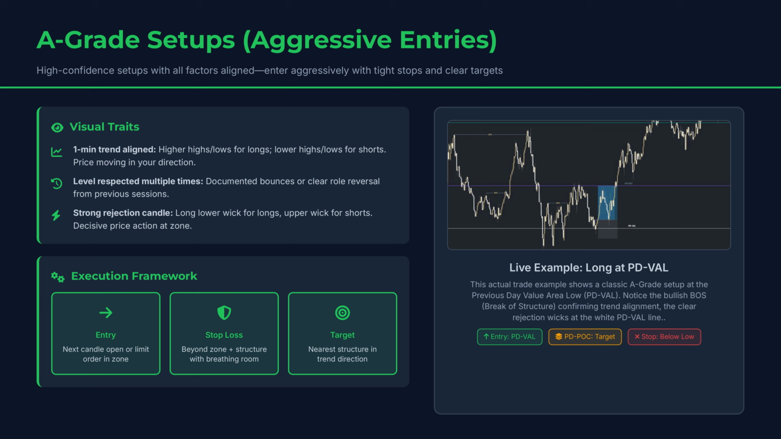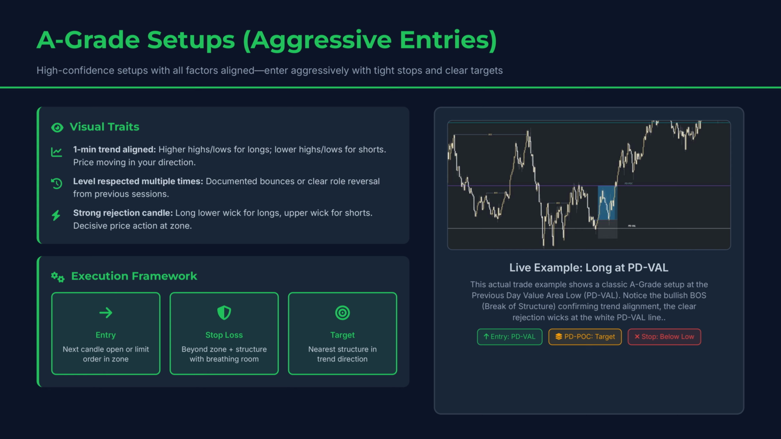Now, when you identify an A-grade setup with all 3 factors aligned, your execution should be swift and decisive. Your entry comes on the very next candle after that rejection candle. You can enter on the market open of that next candle, or if you prefer precision, you can place a limit order within the zone, perhaps 2 to 3 ticks above the value area low for a long position. Again, don't obsess over getting filled at exactly 6,500. Anywhere within the zone works.